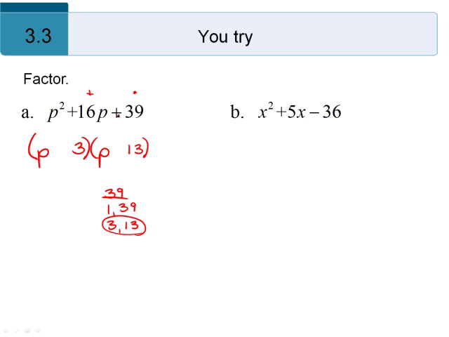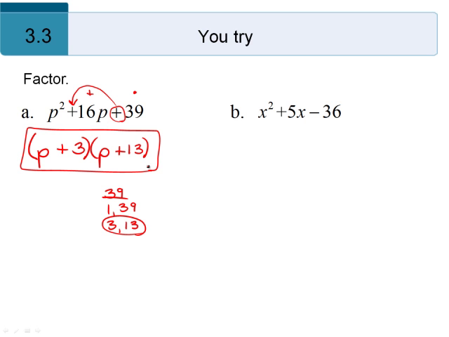Now, the sign rules are very important. On trinomials, if the last term is positive, you always go to the sign of the middle term, and whatever that sign is, that goes in both parentheses, because that adds up, the 13 and the 3, to the 16p in the middle when you check with FOIL. And this is your answer that you put in WebAssign or on your test.